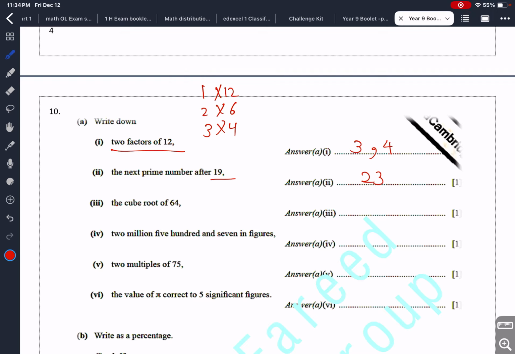Right. The cube root of 64. The question here asks: what number multiplied 3 times gives 64? If you remember, 4 times 4 times 4 gives you 64. So the cube root of 64 is 4.